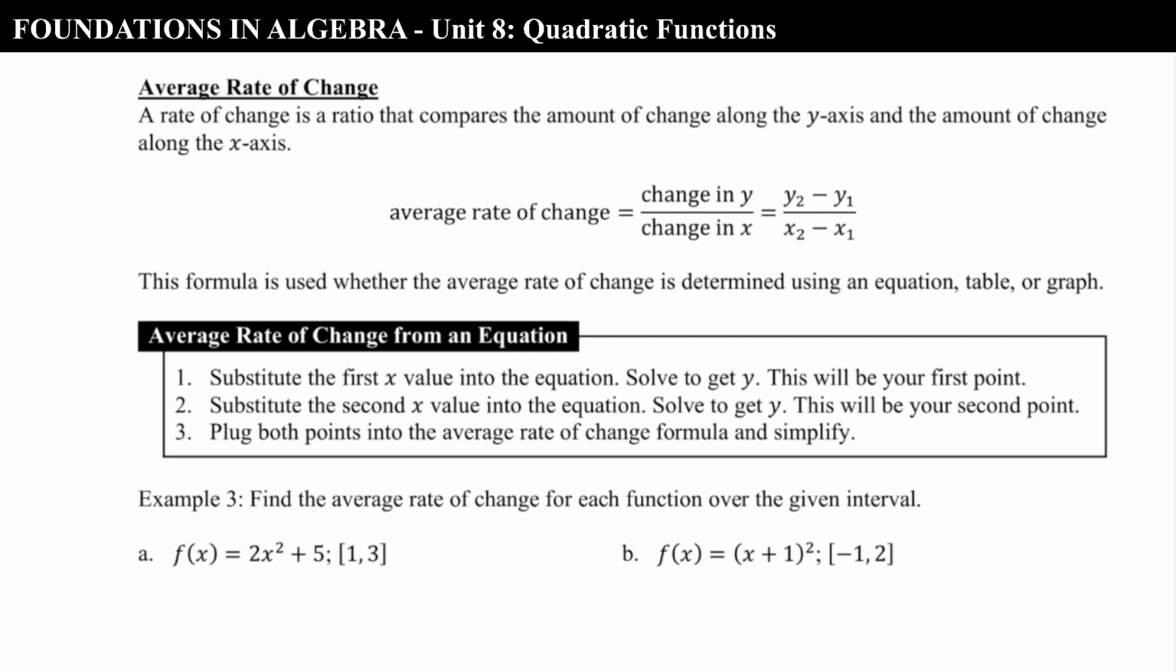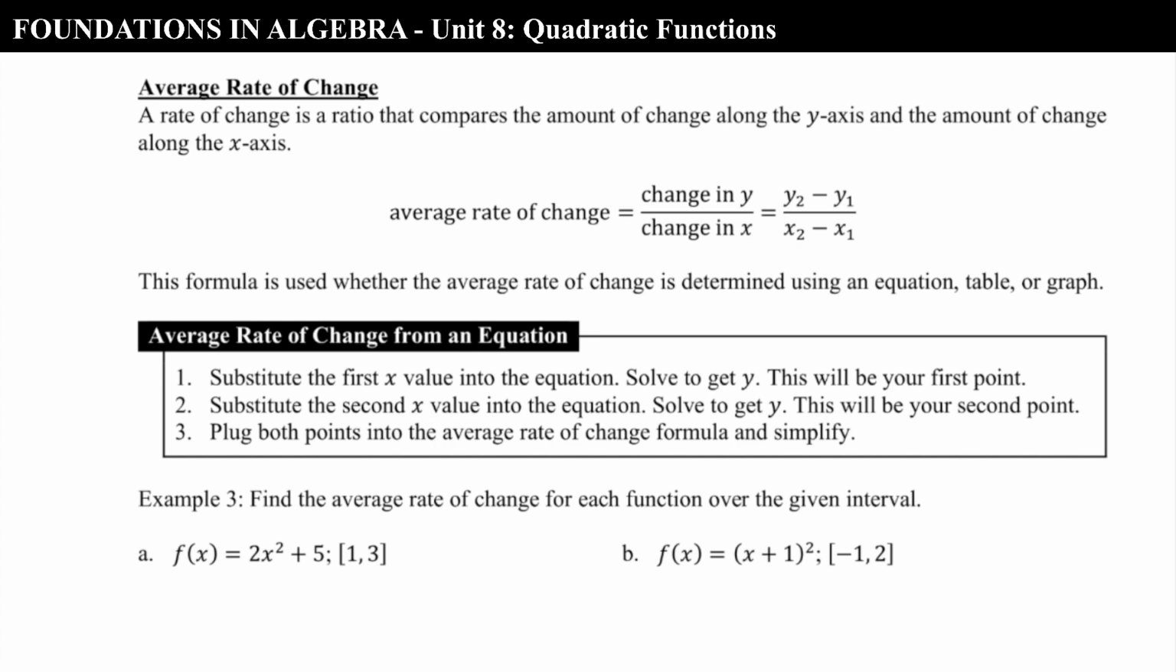Let's talk about one last key feature, and that is the average rate of change. So the rate of change is a ratio that compares the amount of change along the y-axis and the amount of change along the x-axis. When you did this in a linear function, you referred to this as slope. It's your rise over run.